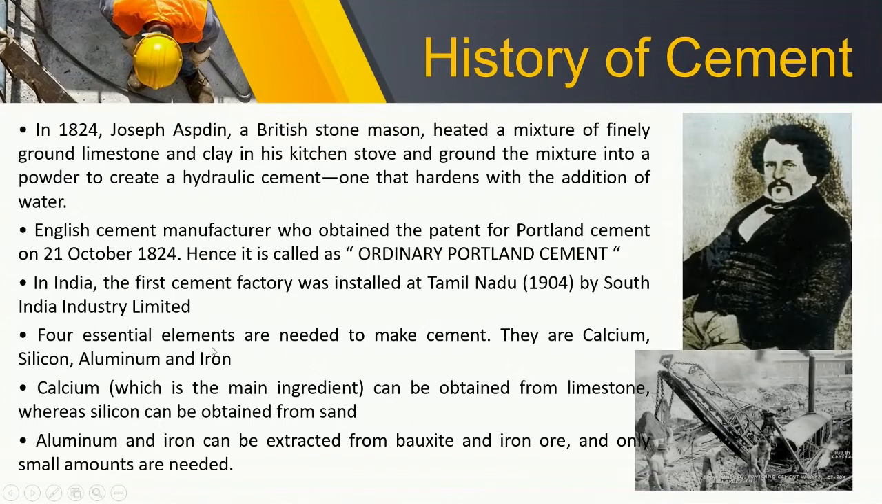Four essential elements are needed to make cement. These are calcium, silicon, aluminum, and iron. Calcium, which is the main ingredient, can be obtained from limestone, whereas silicon can be obtained from sand. Aluminum and iron can be extracted from bauxite and iron ore, and only small amounts are needed.